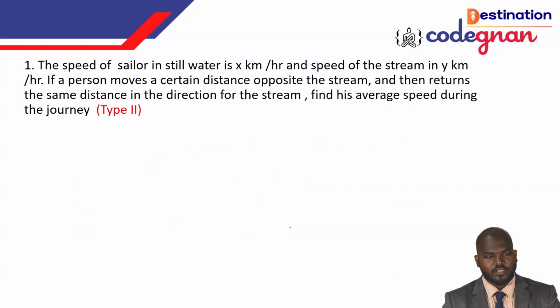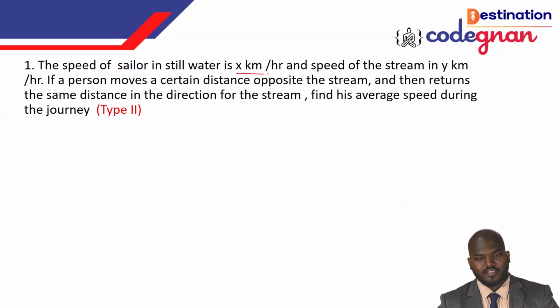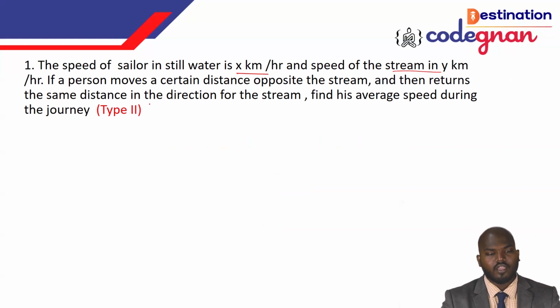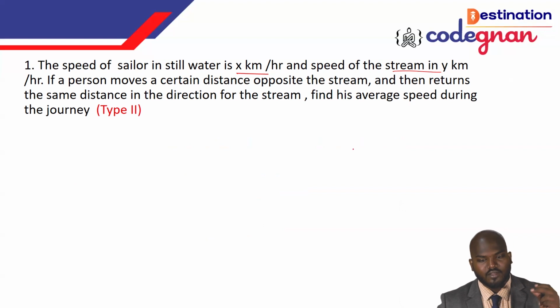Okay, guys, I'm just going to the questions here. You see this one: the speed of the sailor in still water is x kilometer per hour. That is the stream water, the speed of stream, which is y kilometer per hour. If the person moves a certain distance opposite to the stream and returns the same distance in the direction of the stream, find the average speed during the journey.